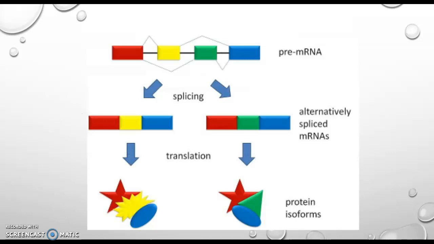Now, the weird thing about spliceosomes is that they don't always cut the same introns out every time. Depending on what introns are removed, the same gene can code for a few different proteins. That's why at the beginning of the PowerPoint, I said that one gene codes for pretty much just one protein.